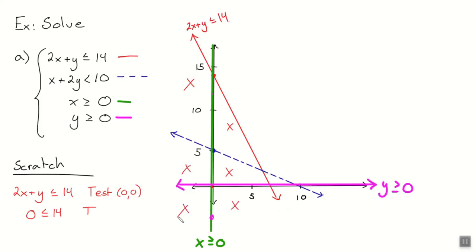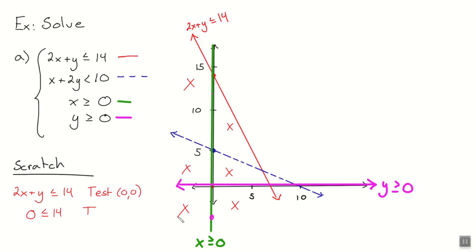Yes, sir? When it's true, which way is it if it goes down? So I'm not going to think about less than or equal like that. We tested (0, 0) and saw it was true. So every region down here gets shaded, every region where (0, 0) was a part of underneath the red line. Does that answer it? Okay.